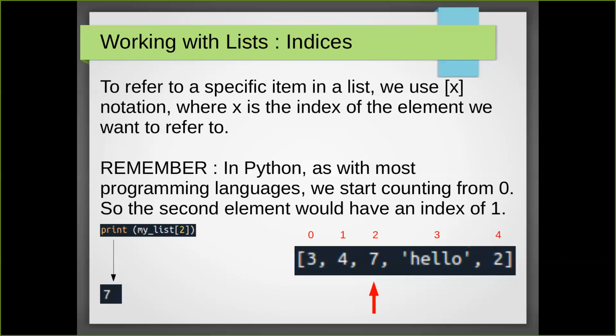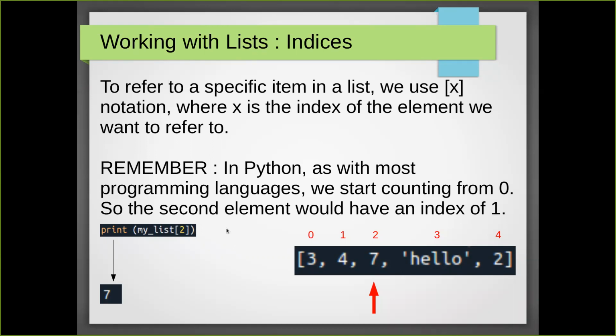It can take a little bit of getting your head around, and I can guarantee you will make mistakes initially where you'll refer to the third element of a list, or think you are, by putting the number 3. That's not correct. You always need to subtract 1 from whatever index position you're thinking. So in my list, we've got the numbers 3, 4, and 7, followed by the string hello, and then the number 2. So 3 is at position 0, 4 is at position 1, 7 is at position 2, hello is at position 3, and 2 is at position 4.